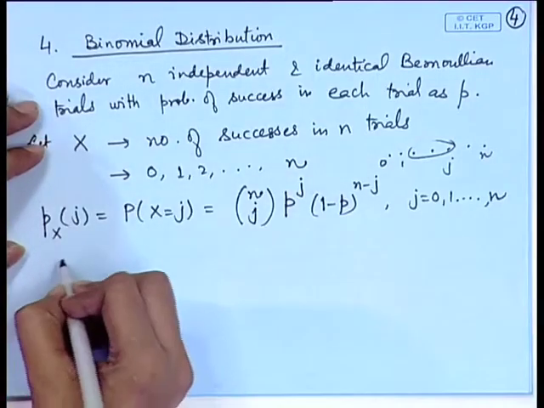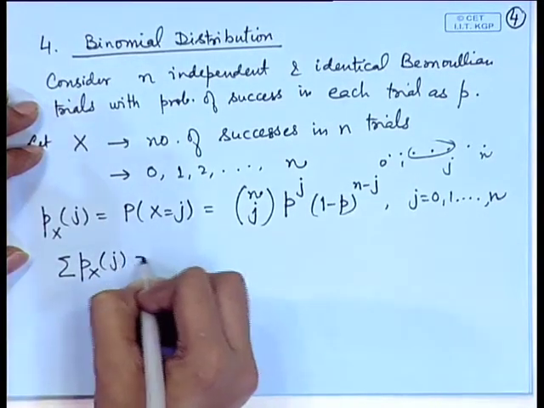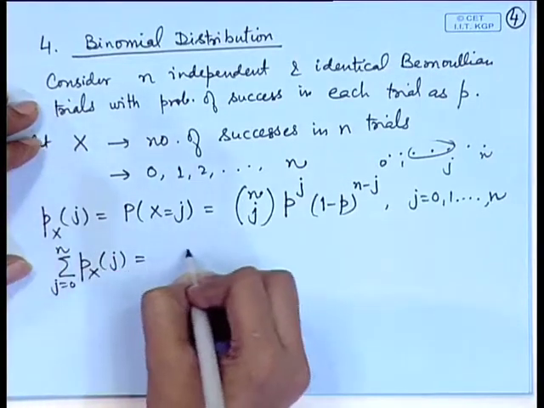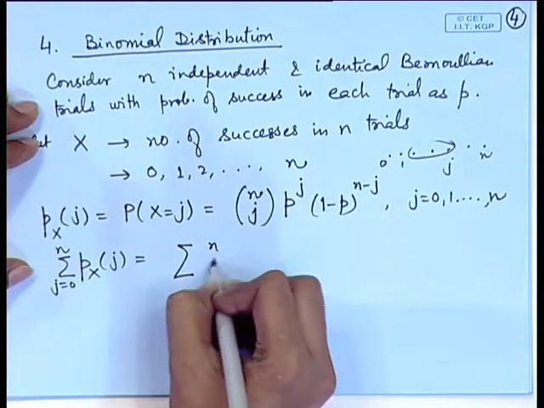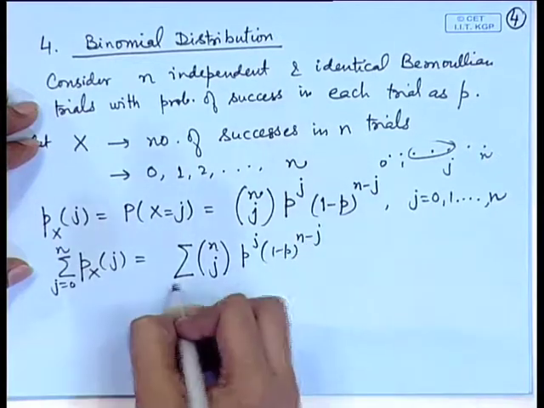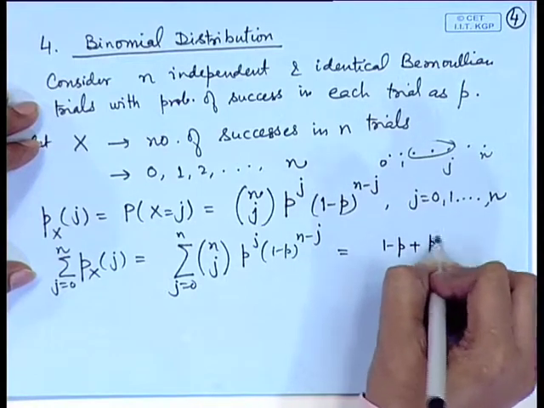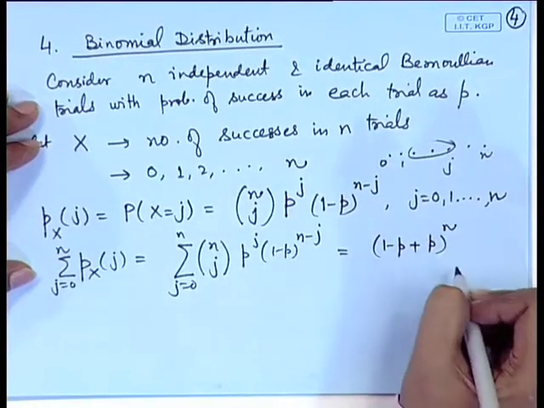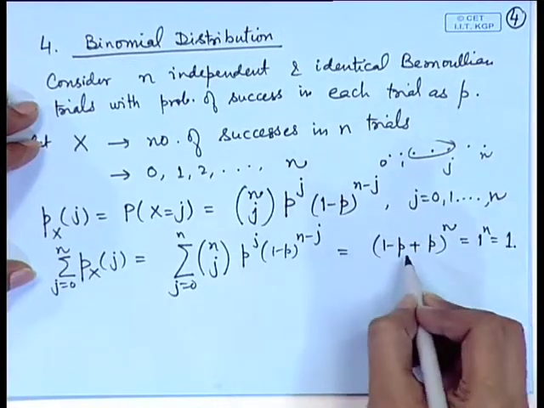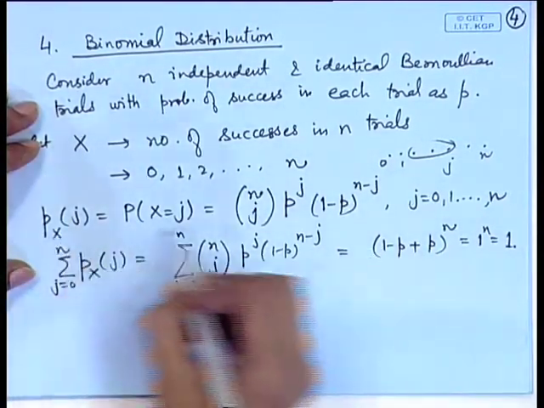Let us look at various properties. Whenever we write down a probability mass function, we should ensure that the sum of the probability mass function over the required range must be equal to 1. So, if we consider the sum of the binomial probabilities, this is equal to (1 minus p plus p) to the power n, which is equal to 1 to the power n, that is equal to 1. So, this is basically the binomial expansion of (1 minus p plus p) to the power n. Now, this fact can be used for evaluation of the moments.